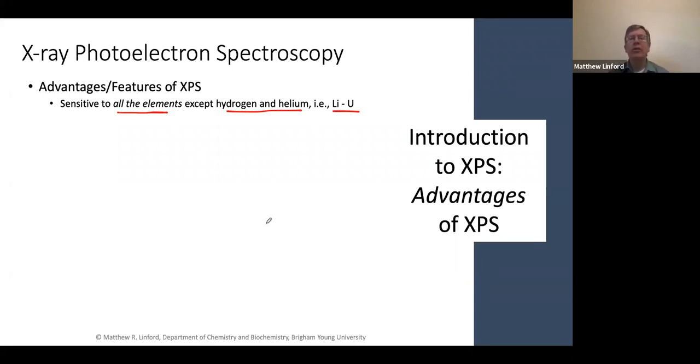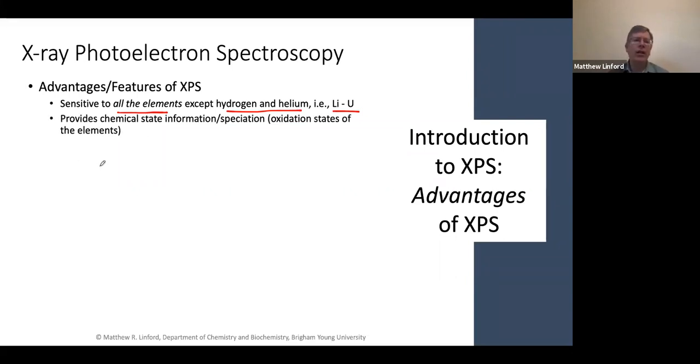And I should say that not only does XPS see the core electrons of materials, it also allows you to see the valence bands of materials. And hydrogen strongly influences the valence bands of materials. So very often you get a sense for what's going on with the hydrogen, even though you don't see it directly.